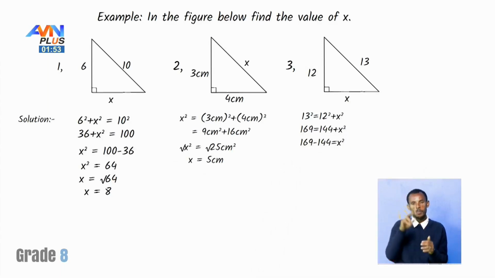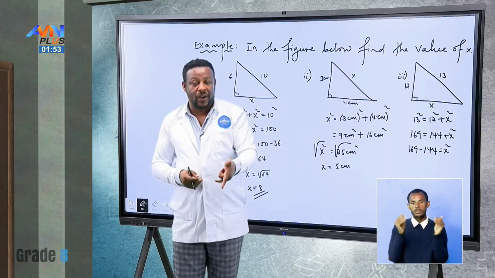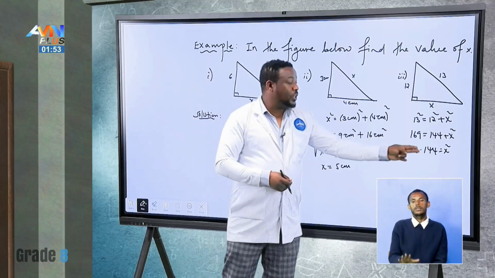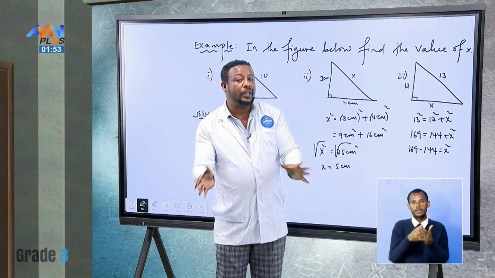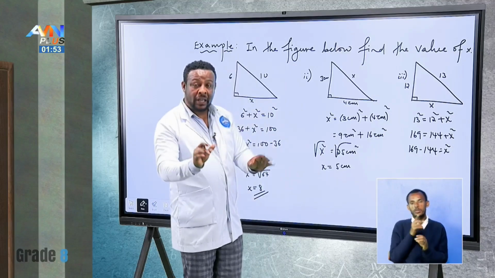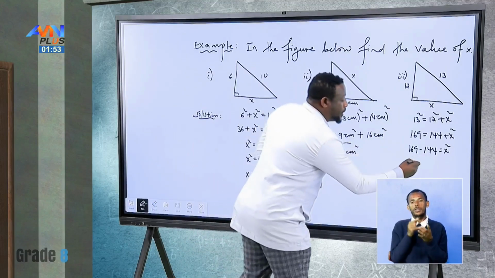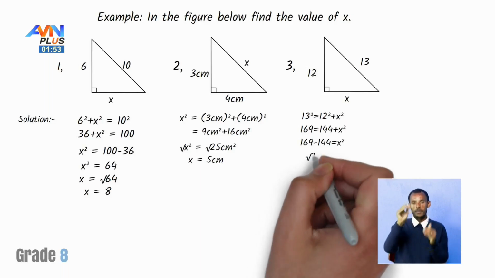The difference between these two numbers is 25. It's a simple calculation, you can do it orally. So then 25 is equal to x squared.